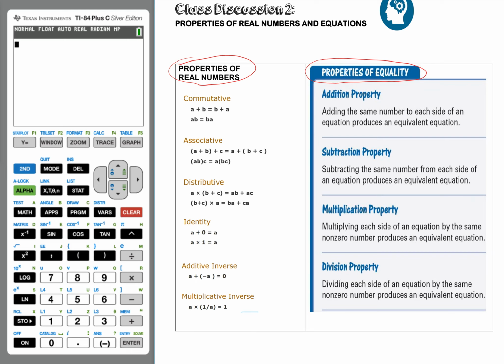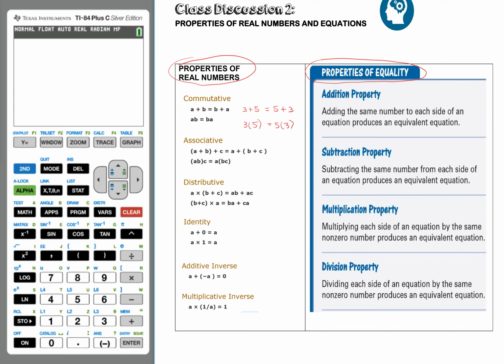So the first one is commutative property for real numbers. Now this one, if you remember your do now, is actually switching places of the numbers. It doesn't matter for addition and multiplication. Just like, for example, 3 plus 5 is the same as 5 plus 3. And this one is also true for multiplication. So 3 times 5 is also the same as 5 times 3.